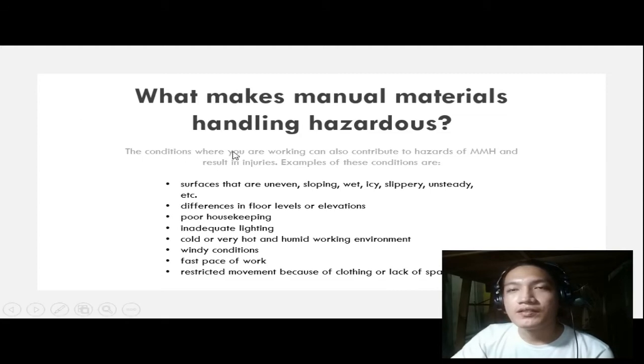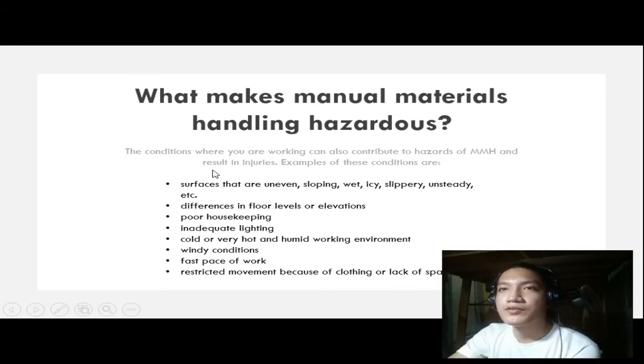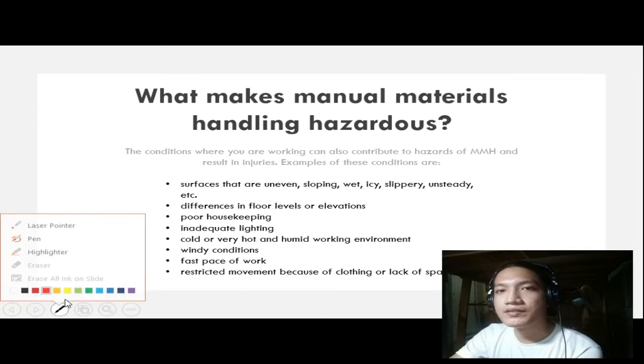Then the conditions where you are working can also contribute to hazards of manual materials handling and result in injuries. So conditions, meaning the condition of your workplace. So surfaces that are uneven, sloping, wet, icy, slippery, unsteady, etc. So when your pathway is uneven, or too slippery, there are also differences in floor levels.